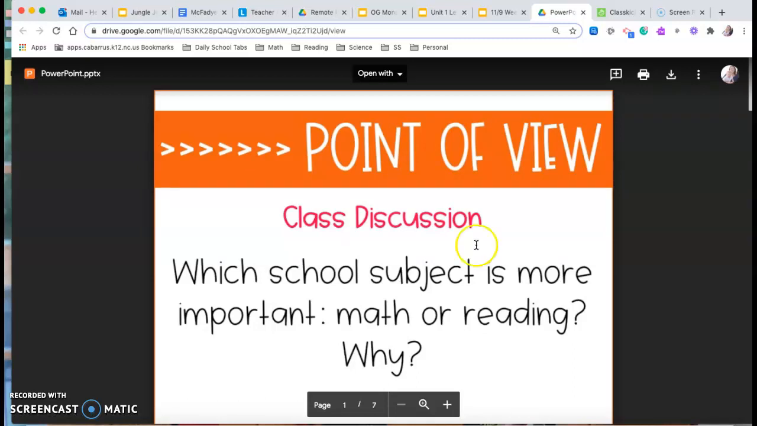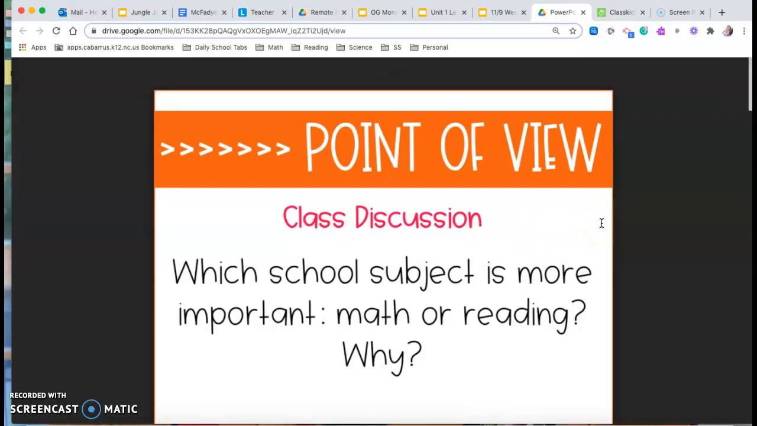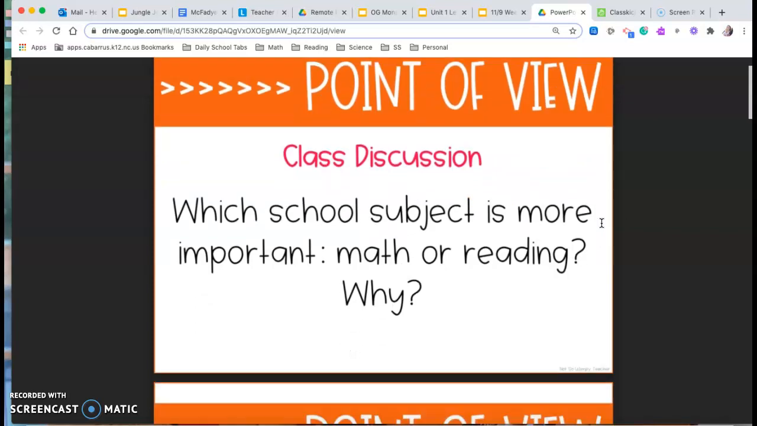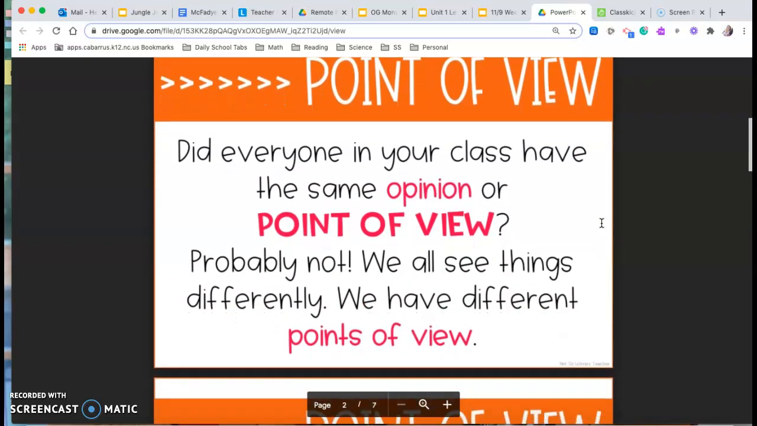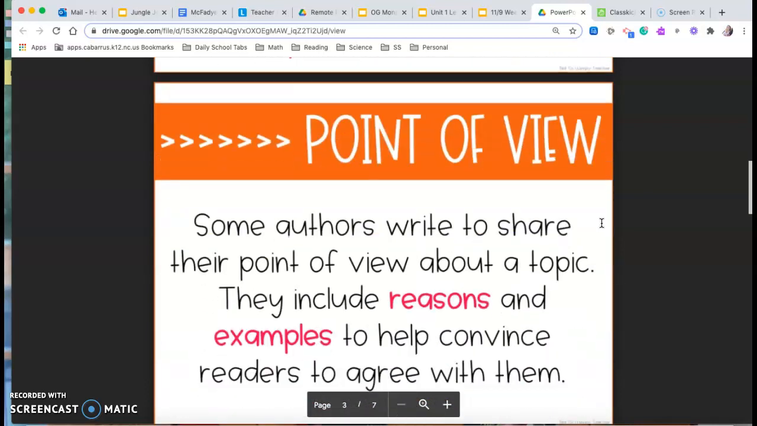All right, so here is a discussion. What school subject is more important, math or reading, and why? Now, if we think about everyone in our class, do you think they would have the same opinion or point of view? Of course not, because we all see things differently. We have different points of view.